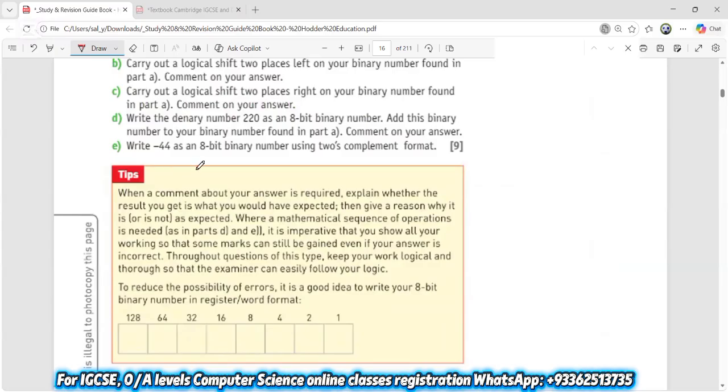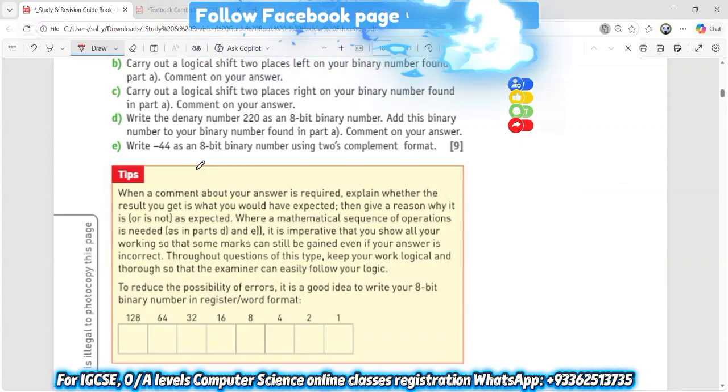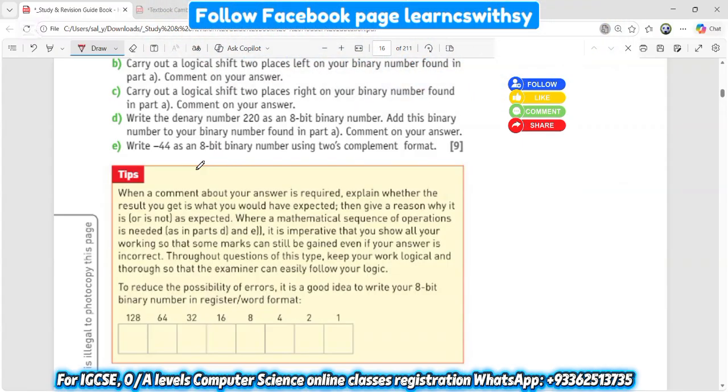Whenever you get a question like this, they are giving you working space. Always utilize the working space, because it may happen that the working is done accurately, but when it comes to writing the answer, you have made a mistake. So if you have done something correctly in the working space and your written answer is wrong, the examiner may still give you marks. So this is what they keep on telling you.